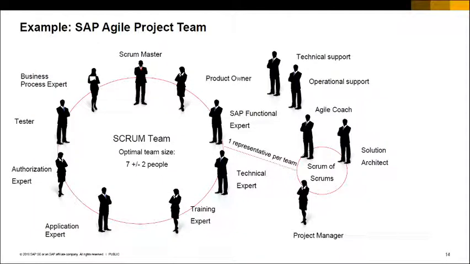So this is how the agile project team would look like. One of the benefits of agile from my personal experience is that there is a continuous business involvement, full-time business involvement in terms of product owner, and the product owner is actually an expert on the business processes.